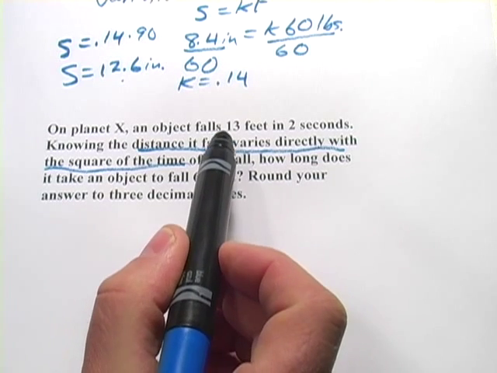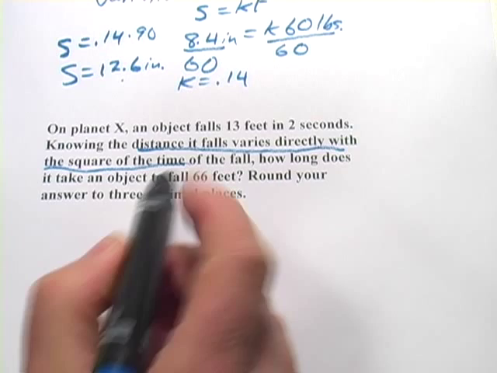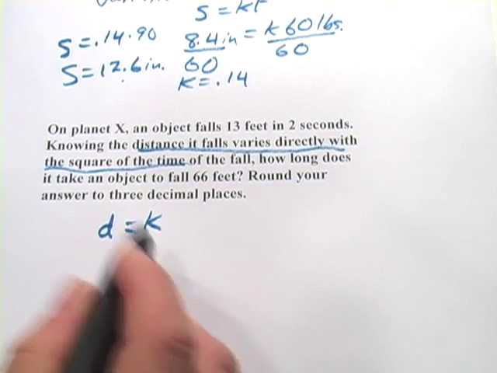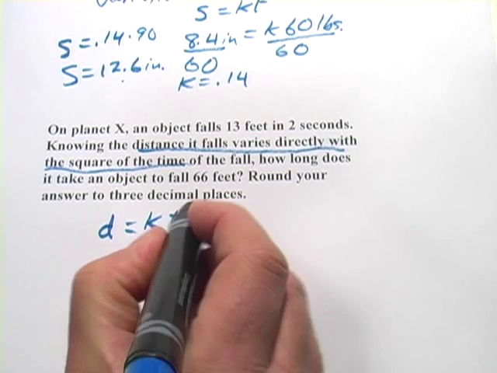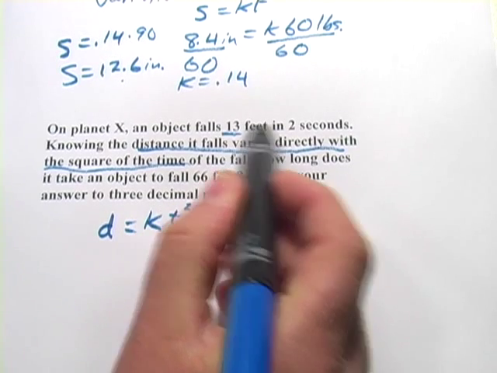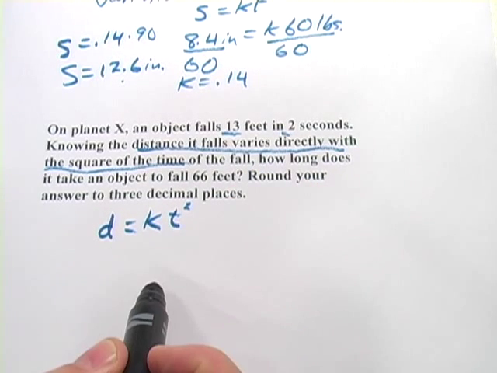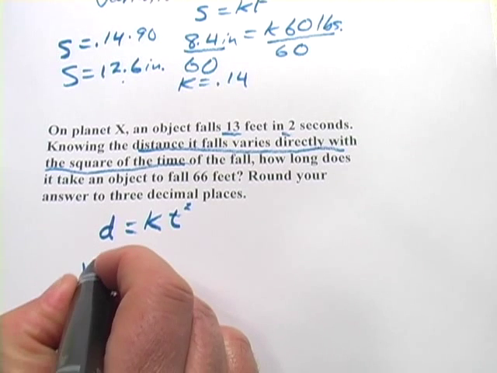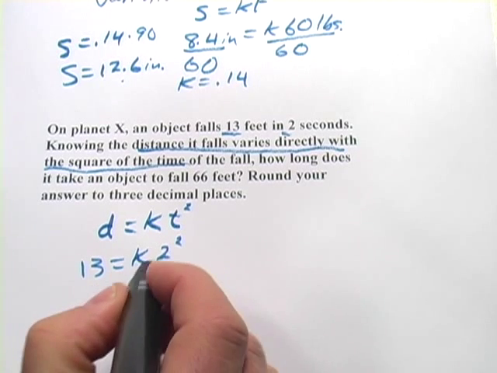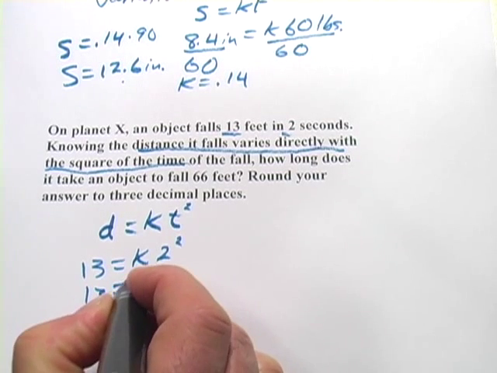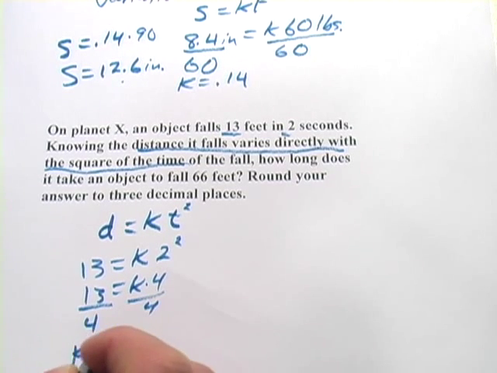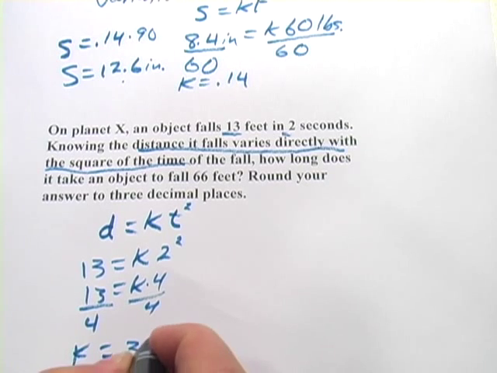So let me write the formula first. Distance varies directly, so there's my K, with the square of the time. So instead of K times T, it'll be K times T squared. And that's our formula. And then we're given 13 feet in 2 seconds, so we can plug those in here and solve for K. So 13 equals K times 2 squared. So that would be 13 equals K times 4. We can divide by 4, and we get K equals 3.25.